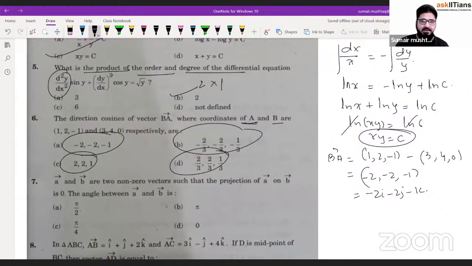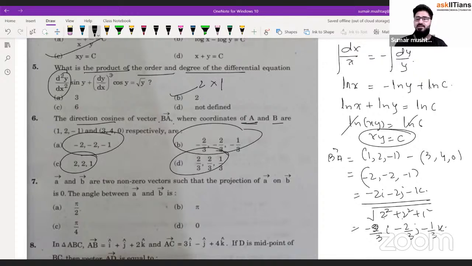What I need is the direction cosines of BA. Now I need to find them, so it has to be divided by the magnitude of this thing, 2 square, 2 square, 1 square. This is 4 plus 4 is 8, 8 plus 1 is 9, and the square root of 9 is 3. So this will be negative 2 by 3 of i, negative 2 by 3 of j, negative 1 by 3 of k. So I got the direction cosines negative 2 by 3, negative 2 by 3, negative 1 by 3. Is option number B correct? If you take the other direction, that is B minus A, this would be your answer and that was wrong. So it is option number B.